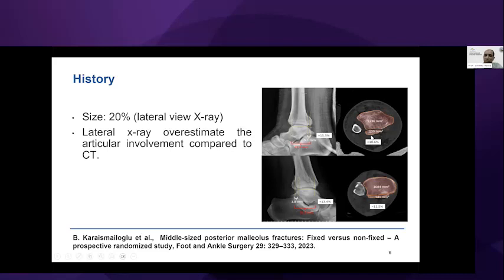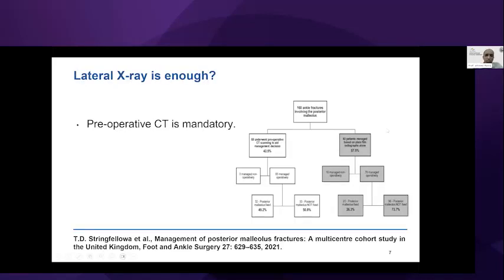Another patient is at 15.5%. When we go to the CT cuts, it represents only 11%. This has led to the question: is the lateral X-ray enough? And the answer was no.